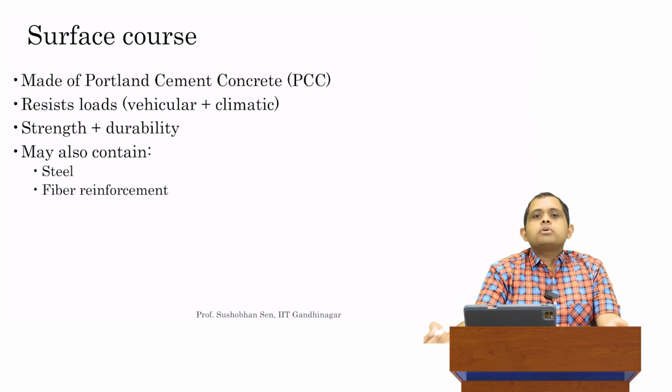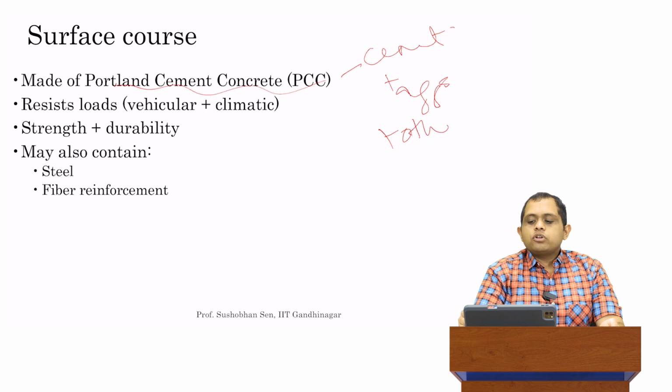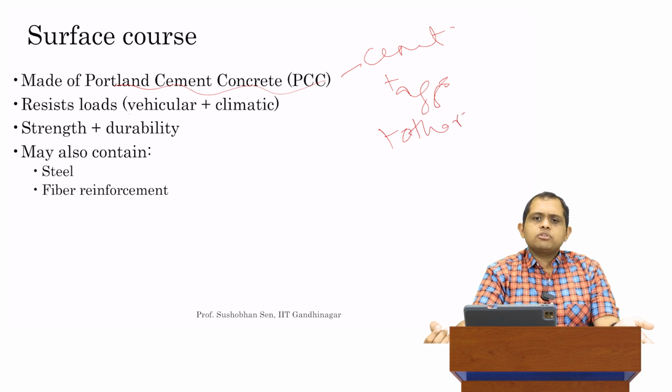Okay, so let's talk about each of these layers a little bit, what they're made of, what their purpose is, what their properties are. The most important, of course, is the surface course. So the surface course, as I mentioned, is made of Portland cement concrete. So Portland cement concrete is a composite. It consists of cement plus aggregates plus other components. Those other components are admixtures. They could be fibers. Within admixtures, you can have mineral admixtures, chemical admixtures, etc. We'll talk more about that in the next lecture. But the surface course is made of Portland cement concrete.